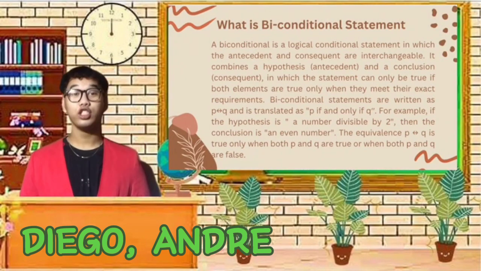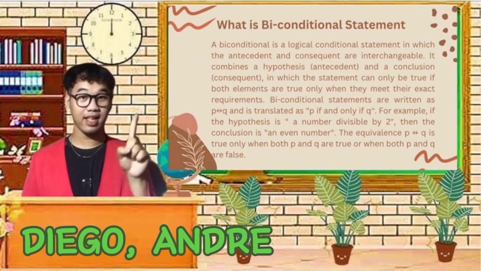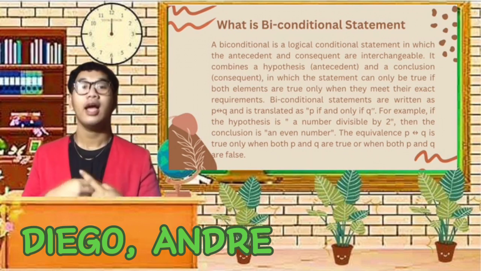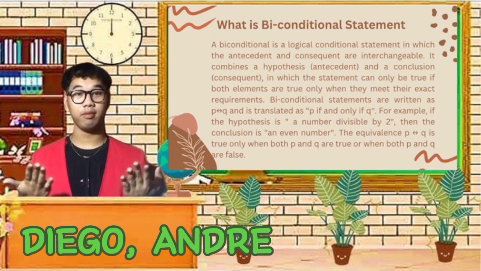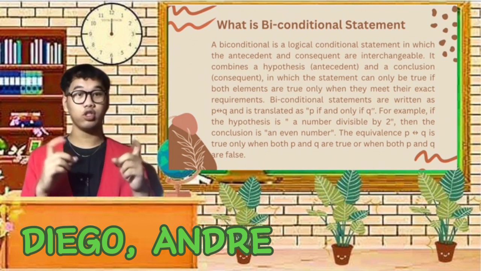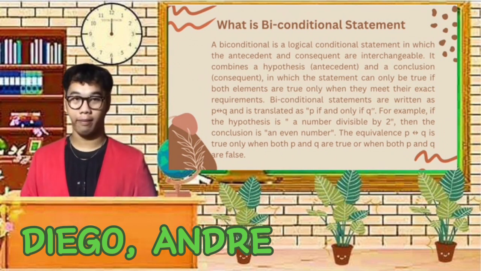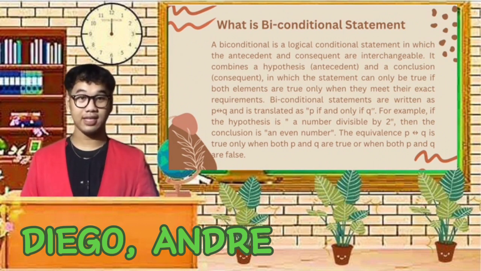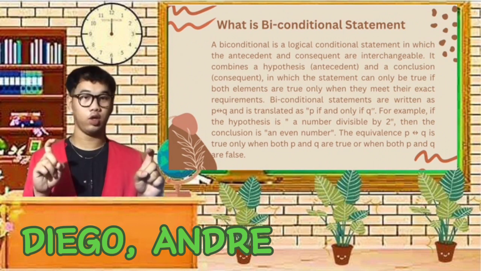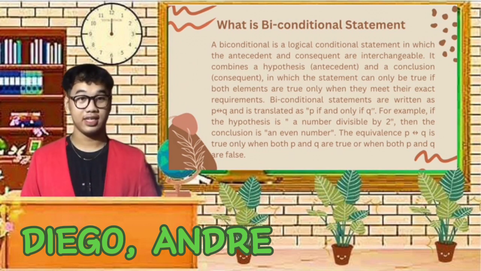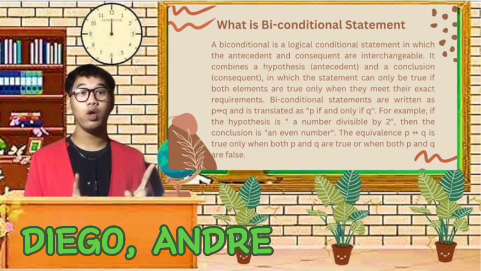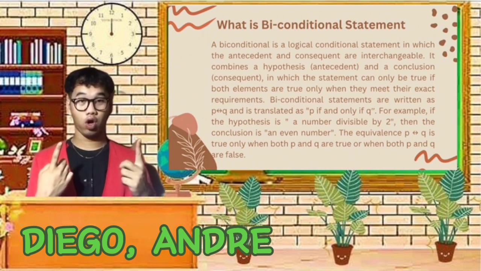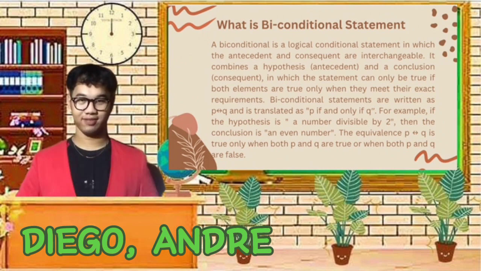A biconditional statement is a logical conditional statement in which the antecedent and consequent are interchangeable. It combines the hypothesis, or the antecedent, and the conclusion, which is the consequent, in which the statement can only be true if both elements are true, only when they meet their exact requirements. Biconditional statements are written as P if and only if Q. For example, the hypothesis is a number divisible by 2, then the conclusion is an even number. The equivalence is true only when both P and Q are true or both P and Q are false.